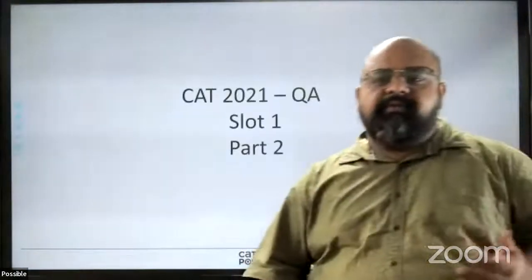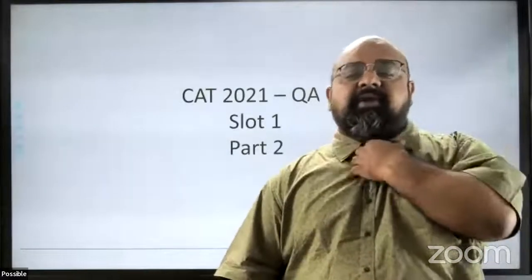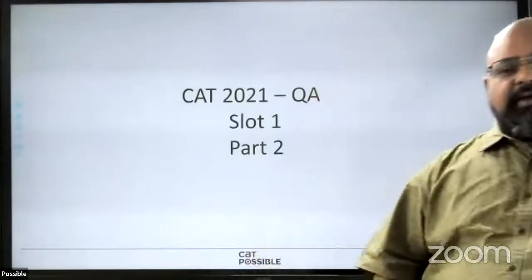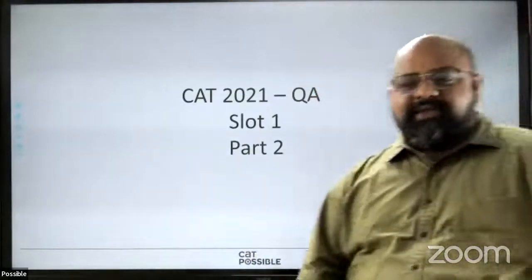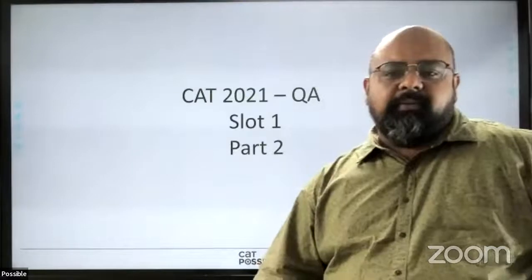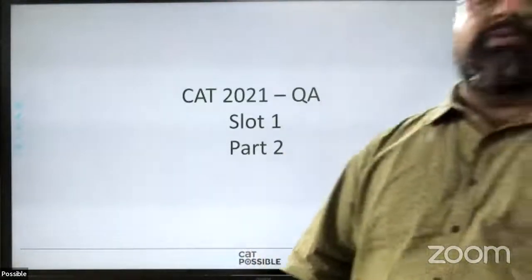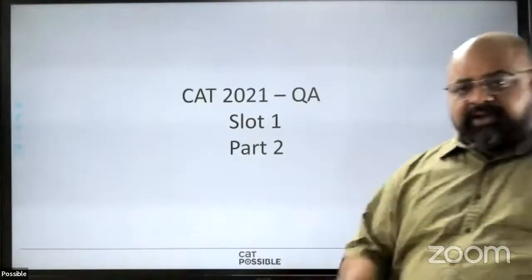Yeah. So in the previous video, we looked at the first 11 questions of CAT 2021 QA section slot 1. Here we look at the rest of the 11 questions. Again, the idea is to probably attempt these questions in 20 odd minutes and see which questions could have been attempted, which ones may have been left out.